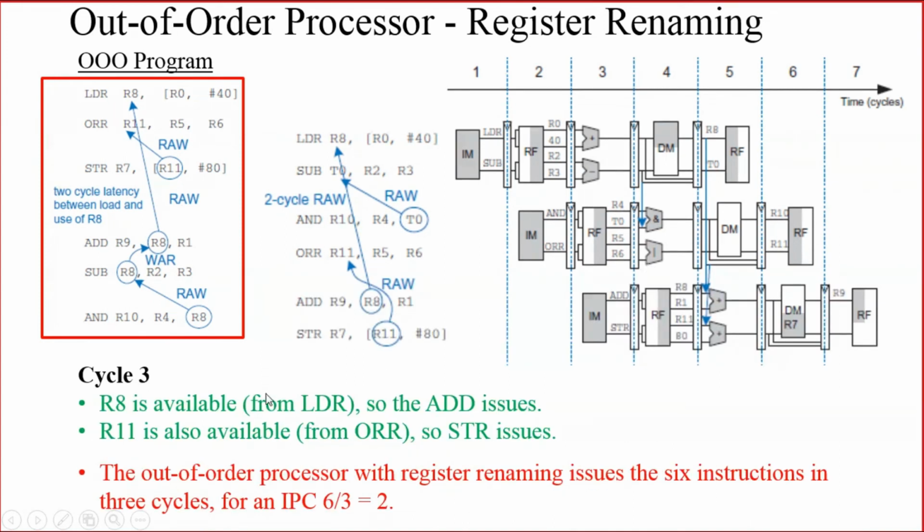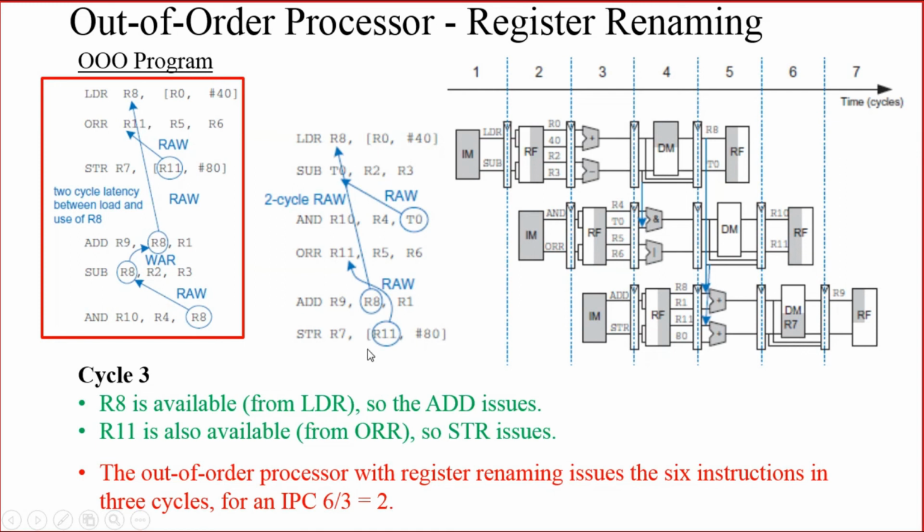In the third cycle, what is happening? Since R8, which is part of LDR, is available now, the add instruction and the str instruction can be executed. Why can add be executed? Because R8 is available after the 2 cycle latency of LDR. And why can str be executed? R11 is also available, which is generated as a result of OR. So in the third cycle, add and str will be executed.